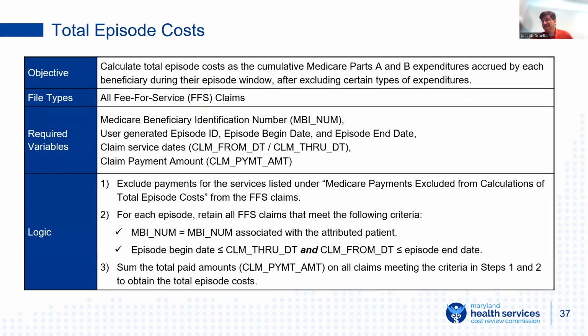So generally speaking, when we talk about total episode costs, we are talking about total cost of care for these Medicare fee-for-service beneficiaries. So once we've identified the episode and the episode window for a beneficiary, we collect all of the claims that have dates of service within that episode window. And very simply, we're going to be adding up all of the actual paid amounts on those claims with a couple of caveats, and we'll go through those.